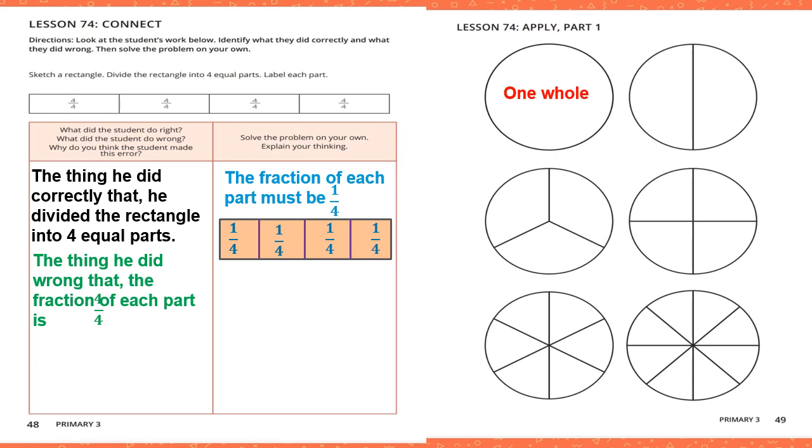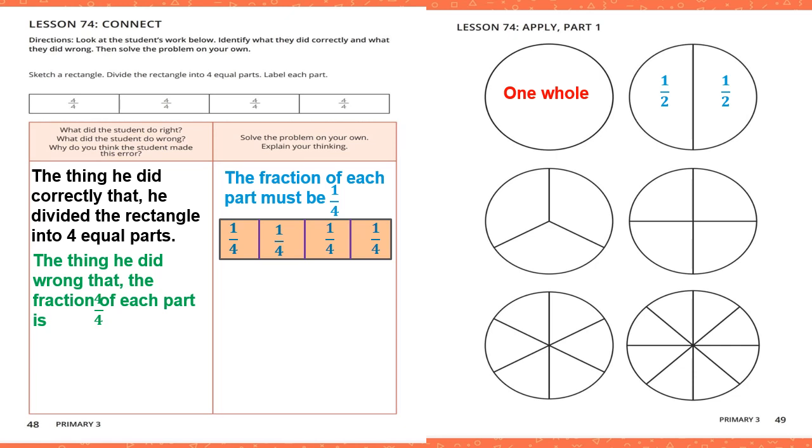Here we have some circles. In the apply part, we have some circles. Some of them are divided into equal parts, and the first one is not divided into any parts. So it's one whole. And the next one is divided into 2 equal parts. 2 equal parts means 2 halves. Each part will be 1 over 2, or 1 half.